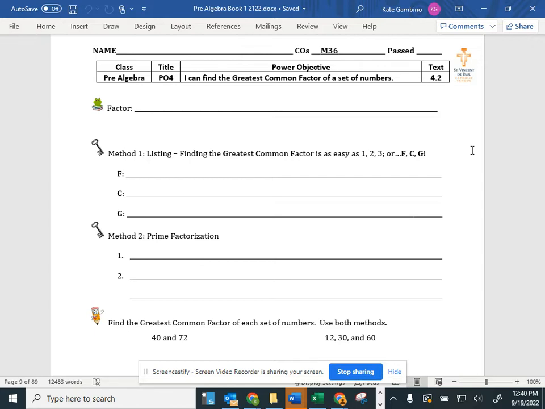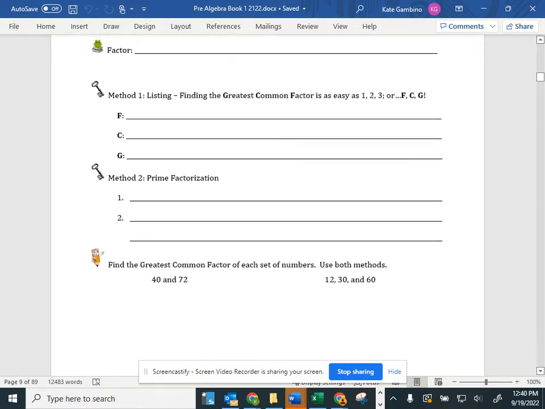We know how to do this because on the test, if you don't pass this one, you have to retake it. So this is one of those ones that we have to pass. PO4 is I can find the greatest common factor of a set of numbers. So those greatest common factors come up all the time. So we really need to understand common factors. So in order to know how to do this, we need to be able to know our definitions.